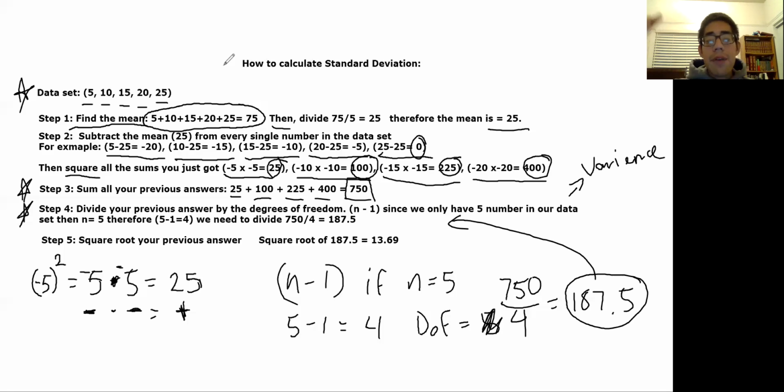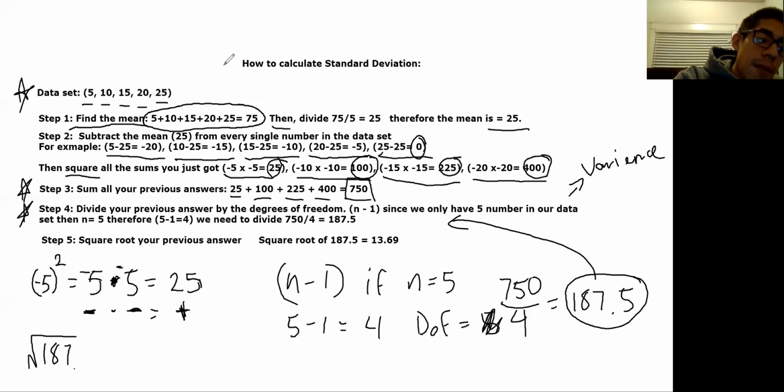Step 5: how do we convert our variance into our standard deviation? Well, we have to square root it. So we're going to square root 187.5. Again, if you're using an iPhone, when you turn your calculator to the side, it'll give you more options. Go ahead and put 187.5 and then find the square root symbol.